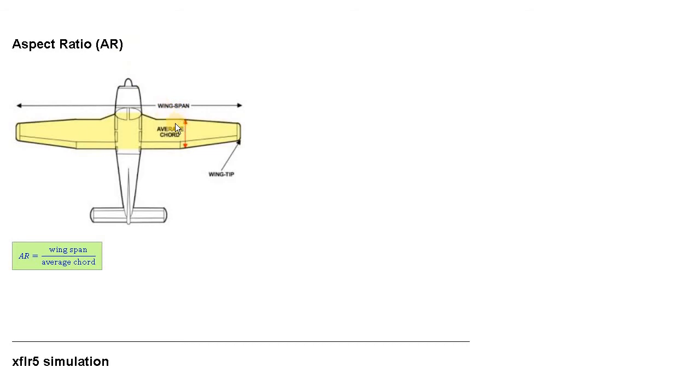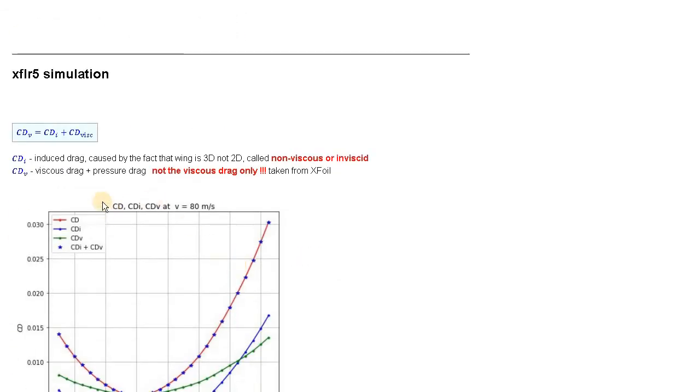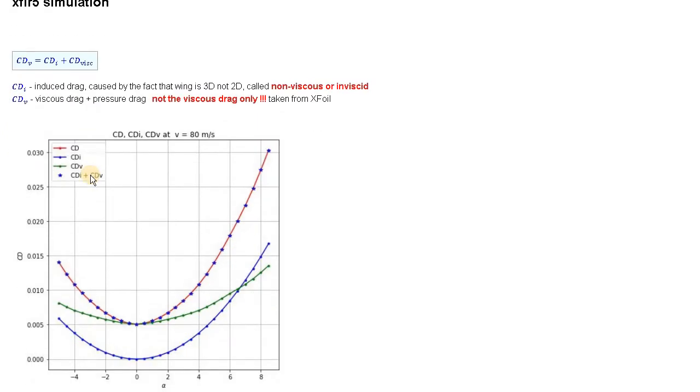of different aspect ratio. For this purpose, we were using the XFoil R5 software. Just to remind you, aspect ratio is the ratio between the wingspan and the average chord length. So this is the aspect ratio. In this software, we can extract a few parameters from the files after the simulation, and those files include a few types of drag.